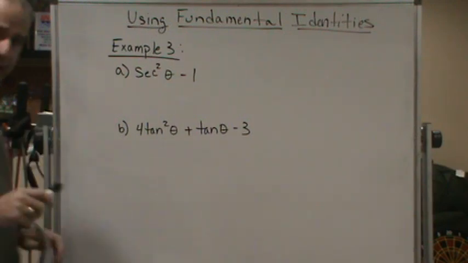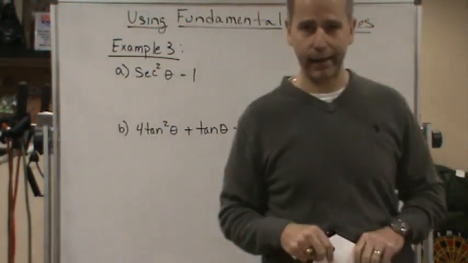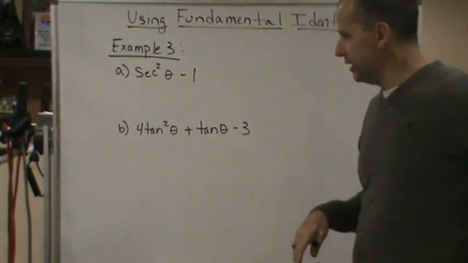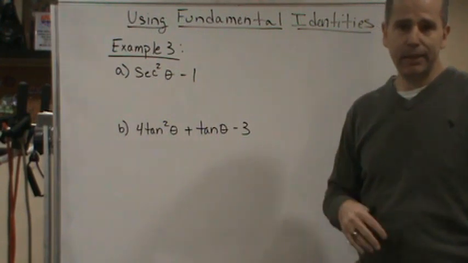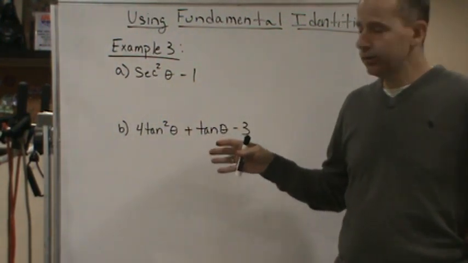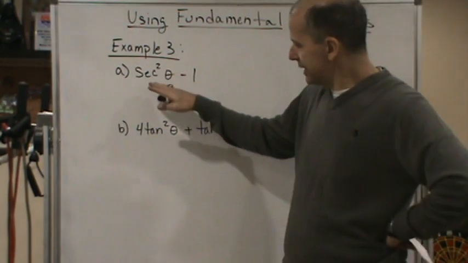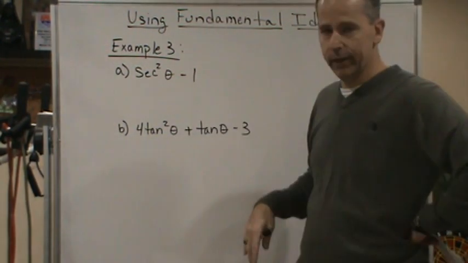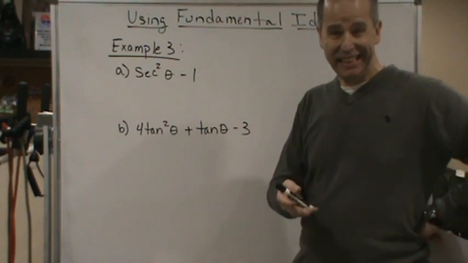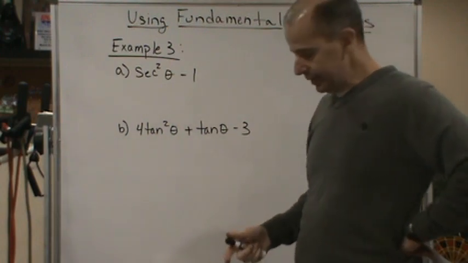Now, the thing that I always do, and I recommend to my students, is look at these and treat them as if they were variables, right? Do a u substitution or x. Look at this as x squared minus 1. And that might help you see what to do when you're factoring these things.